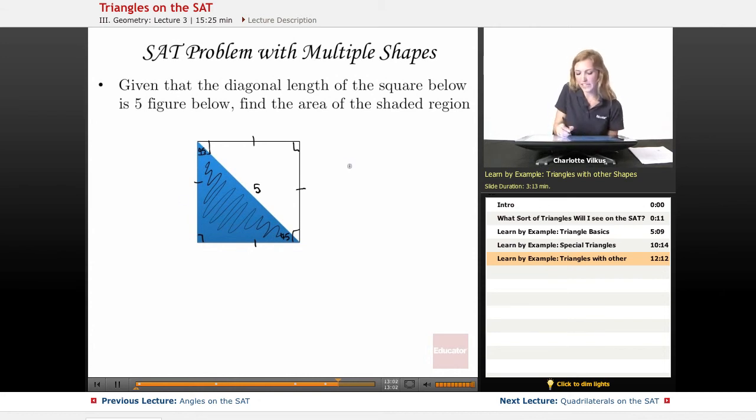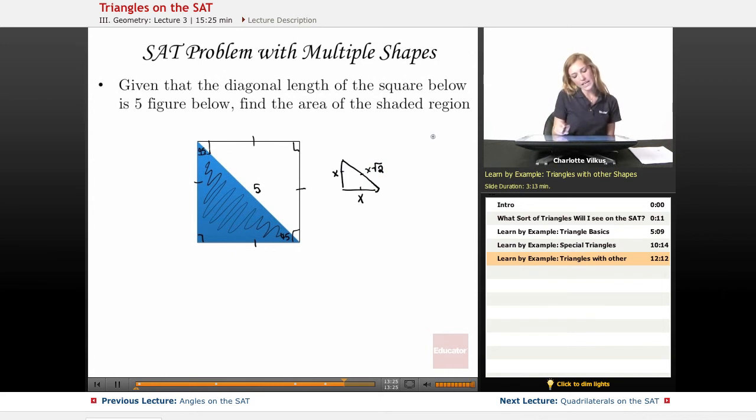Now, from here, we should be able to go right to our relationship for 45, 45, 90 triangles, and that is that if one of the side lengths is x, both of them are x, because we have an isosceles triangle, and that makes sense for a square too. We know that both of these side lengths should be the same. And then our diagonal is really x square root of 2.